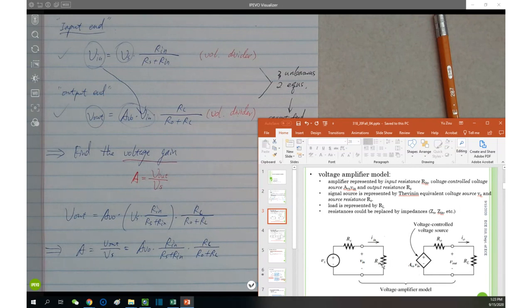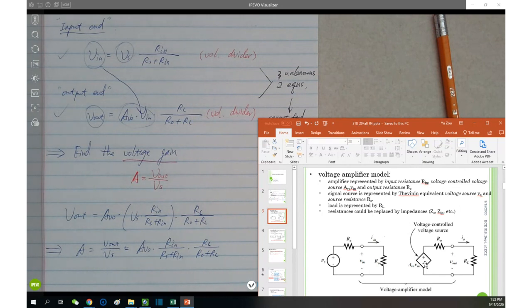In other words, the higher the input resistance here, the more voltage you can occupy or utilize out of source VS. Yep, that's right. So the more voltage at the output end you're going to have. So the higher the input resistance, the better for a voltage amplifier. For a voltage amplifier, be very careful.